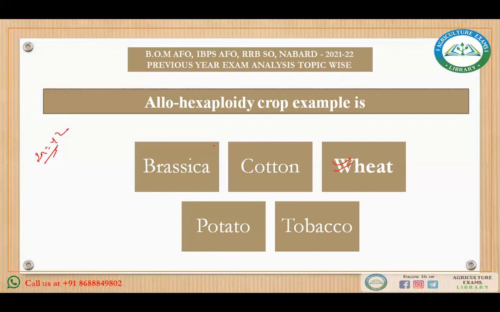Again, if you talk about durum, that is Marconi wheat, Triticum durum, that is tetraploid, 2n is equal to 28. Emmer wheat, that is Triticum dicoccum, that is also tetraploid, and 2n is equal to 28. And last one is Indian dwarf wheat, that is hexaploid, 2n is equal to 42. Then the right answer to this is wheat.